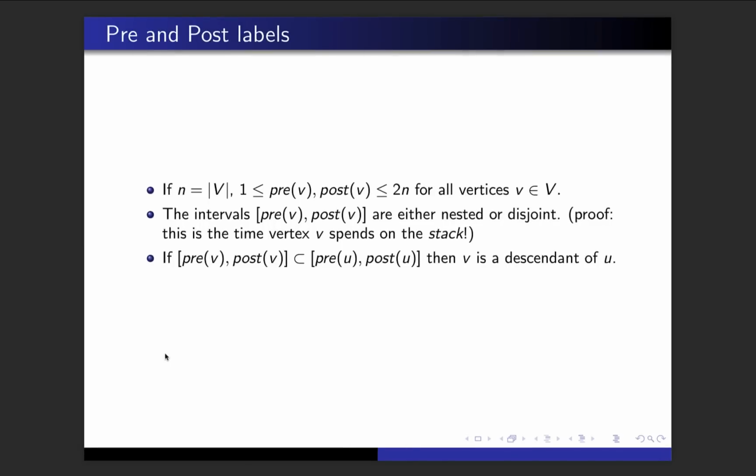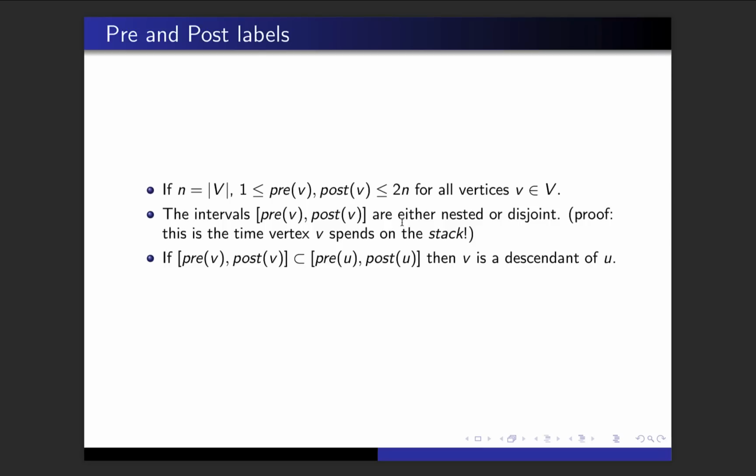For example, the pre and the post labels are always between 1 and 2n. Why is that? Well, because we update the clock precisely twice for every vertex, when we do the pre-assignment and the post-assignment. Since we have n vertices in total, we will have 2n updates of the clock, and those are the values of the pre and the post labels. So these inequalities hold true for every graph. Also, the interval defined by pre of V and post of V is the amount of time you spend on the stack.